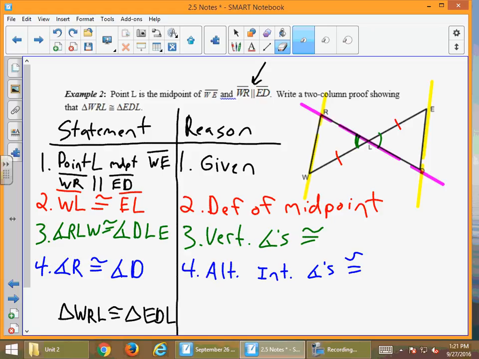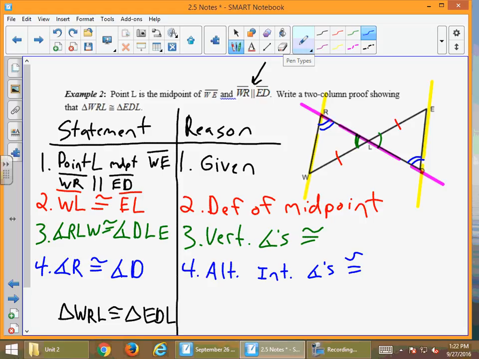If I knew that L was the midpoint of RD, that's what she's asking. I don't have that given up here, but if they said it was the midpoint of RD, you'd be done. It'd be a side angle side. But it wasn't given to us at that point. So that's why we go one step further. Good question. So that's congruent to that.